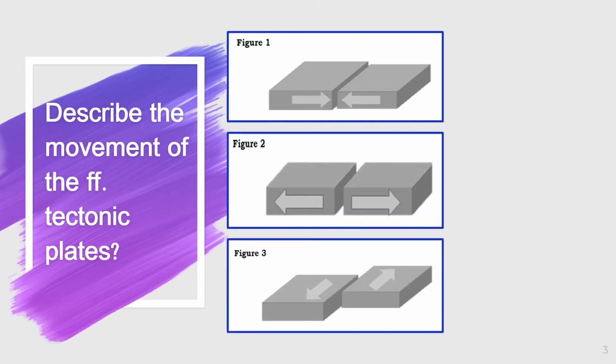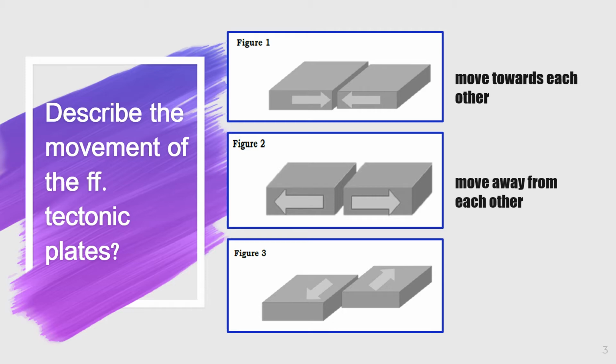In figure number 1, we can see that the tectonic plates move towards each other. In figure number 2, we can say that the plates move away from each other. On the other hand, in figure number 3, we can say that the plates slip past each other. But how do we call the following plate boundaries? Let us have the types of plate boundaries.